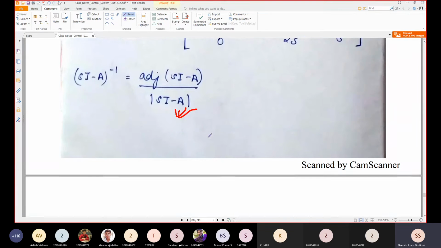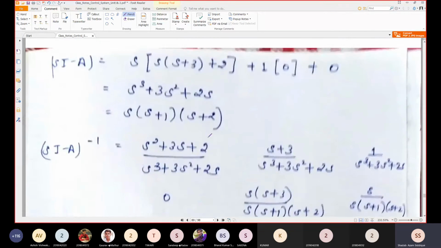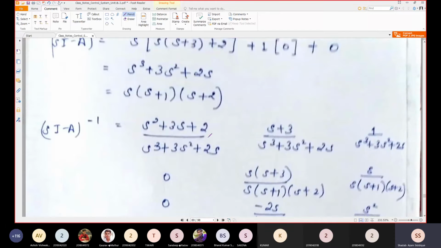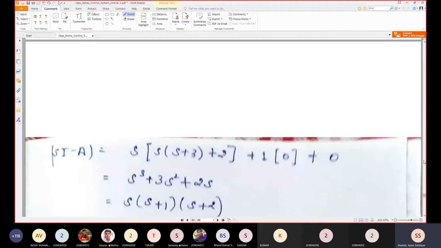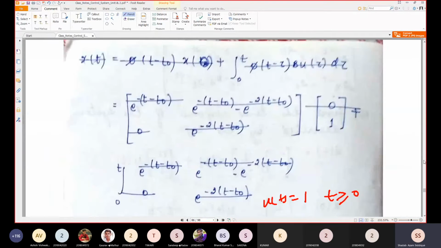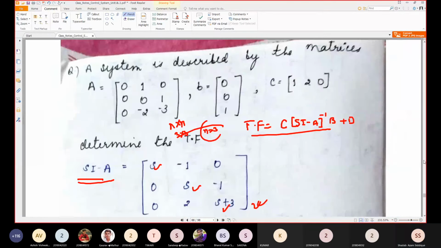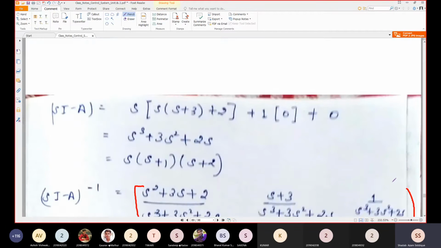So the determinant is found out, and using the determinant they have substituted and found the inverse, (sI minus A) inverse, of all these elements. So this is the (sI minus A) inverse matrix which is given here, and you can find this matrix.